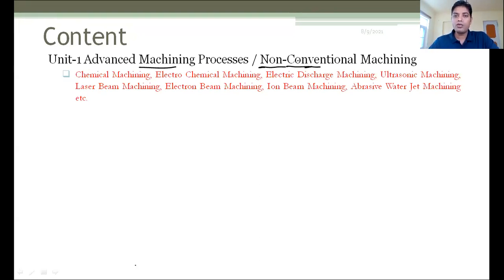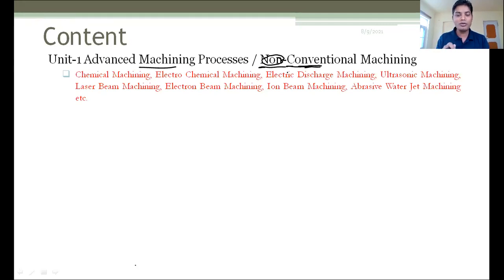Okay. Now, why are we calling it non-conventional? Because, as I said, in conventional machining there is contact between the workpiece and the tool, and whatever material is removed is removed due to this contact only. But in non-conventional machining operations, there is no contact between the workpiece and the tool. And we call these processes advanced because the material removed in these operations is not removed due to mechanical action.